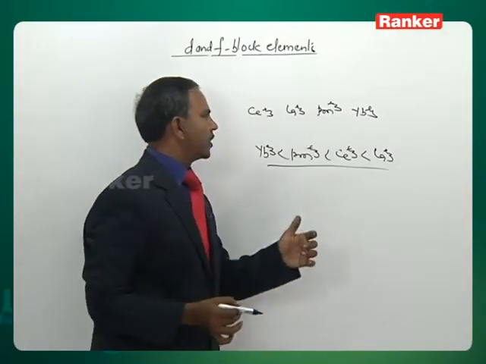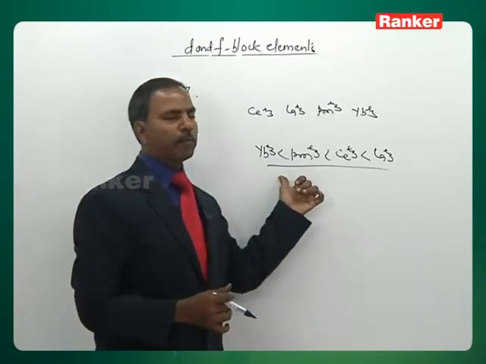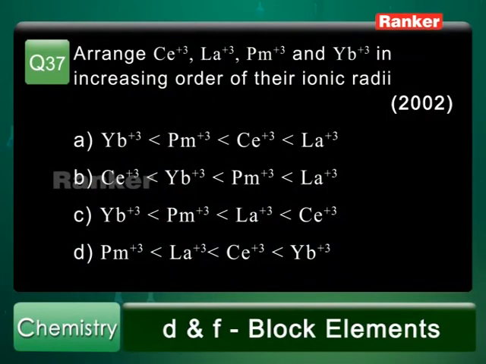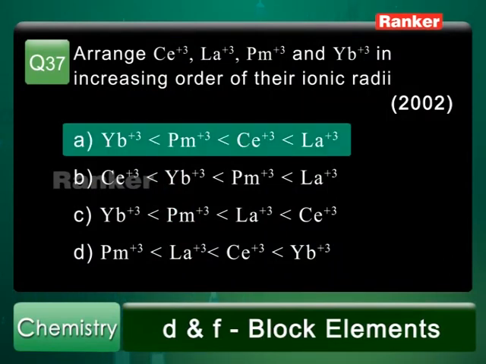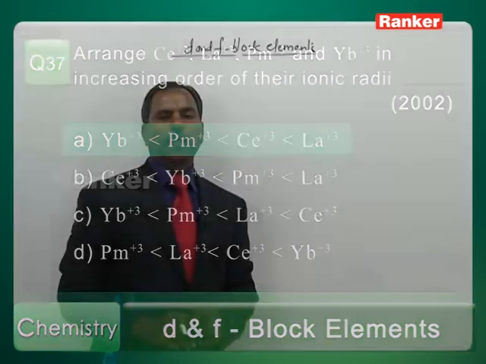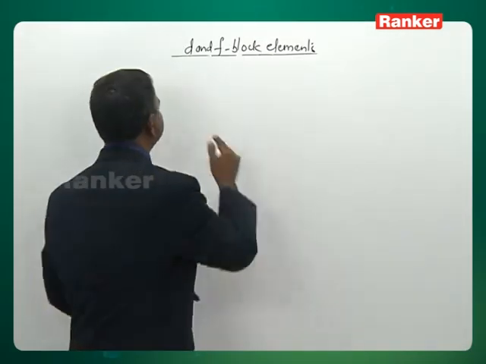Coming to the options, which is the correct option? Ytterbium +3, promethium +3, cerium +3 and lanthanum +3. For this question 37, answer A is correct. So the answer is A. Coming to question number 38.